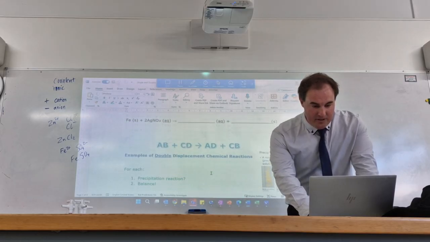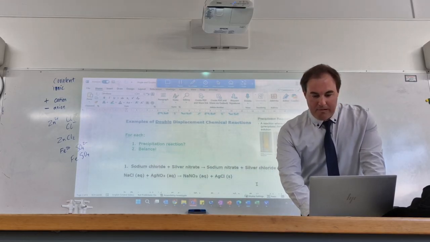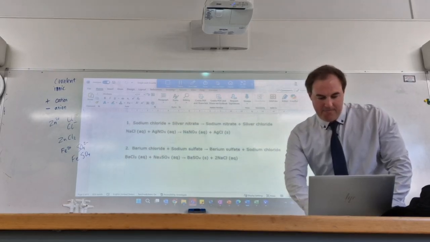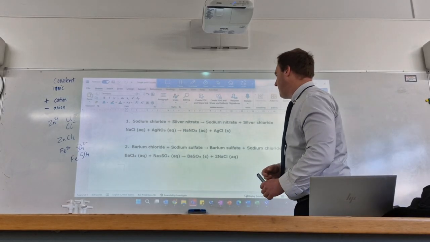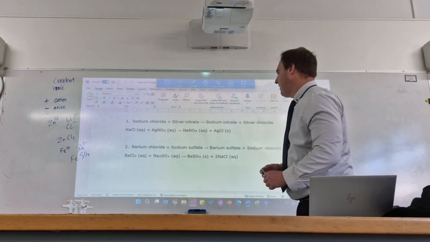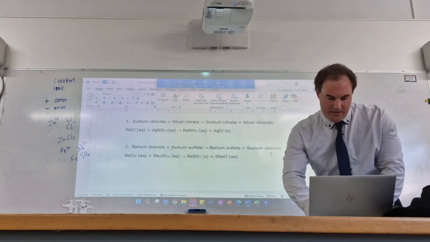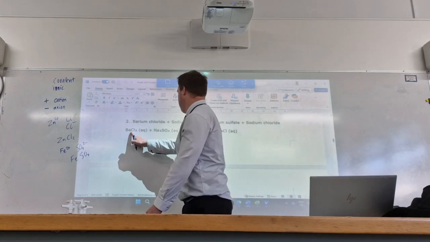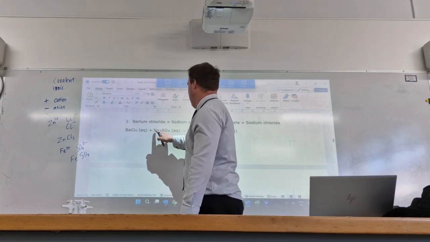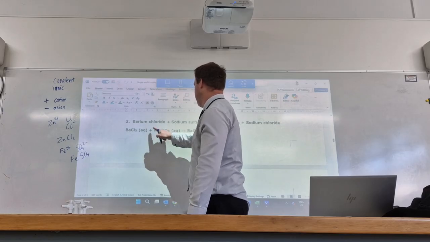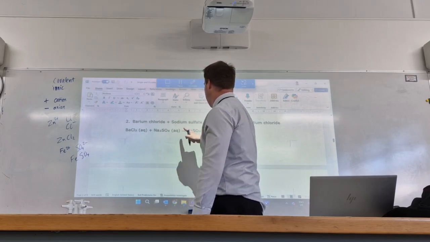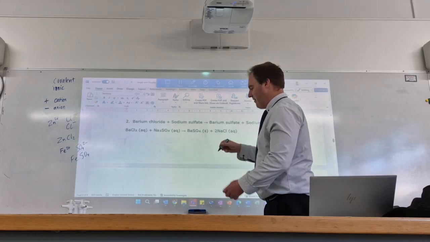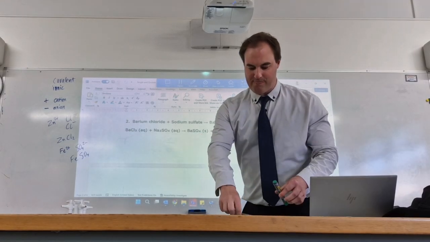Now let's move to double displacement reactions, and you can probably guess what's going to happen here. Let's go with an example. So we've got barium chloride and sodium sulfate, and they're producing barium sulfate and sodium chloride. Let me show you what happens here.